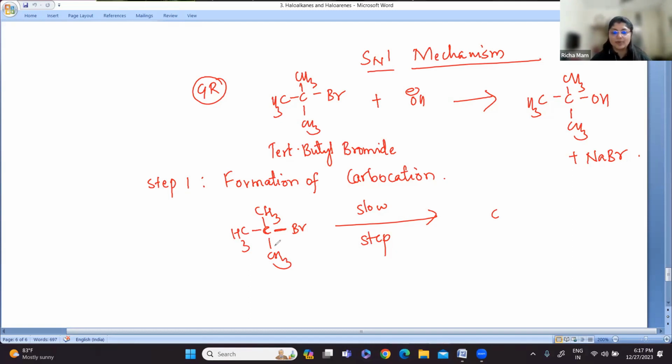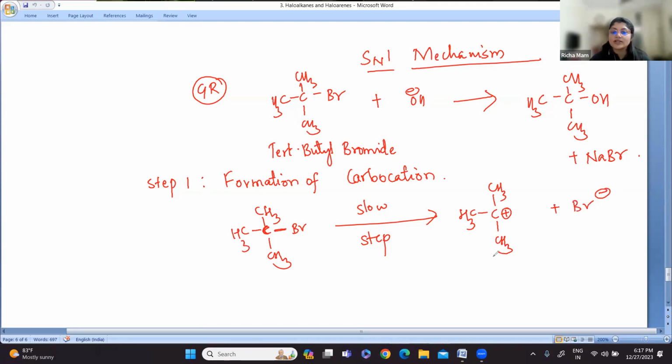So the breaking of the bond, that is the C-X bond, takes place heterolytically. Okay, so in the slow step, the tertiary butyl bromide will undergo ionization slowly. And as this is a slow step, as this bond breaks, there will be formation of tertiary butyl carbocation. So a tertiary butyl carbocation is formed plus Br minus.